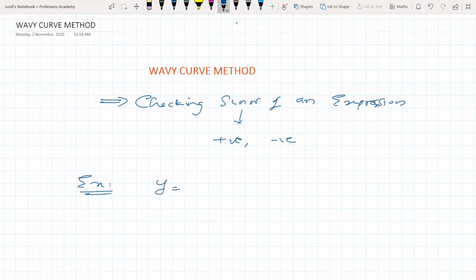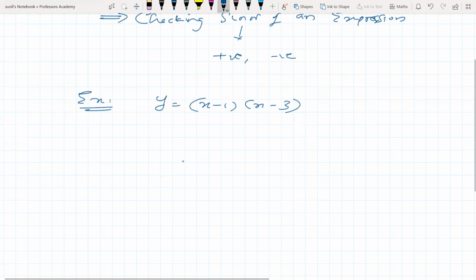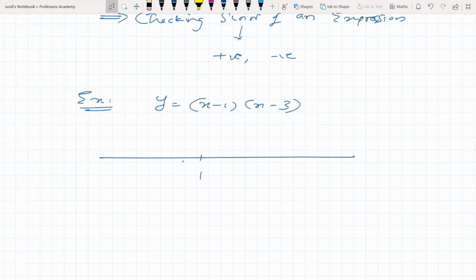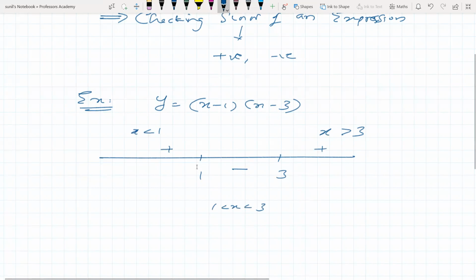Example, y equal to (x minus 1) into (x minus 3). We are going to draw this graph. y becomes 0 at these 2 points, 1 and 3. If you take any value x greater than 3, this value is positive. In the region 1 less than x less than 3, this is negative. For x less than 1, this is positive.